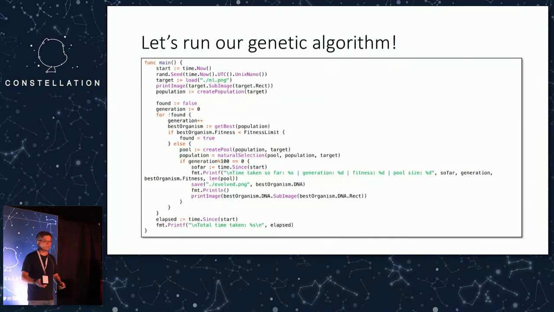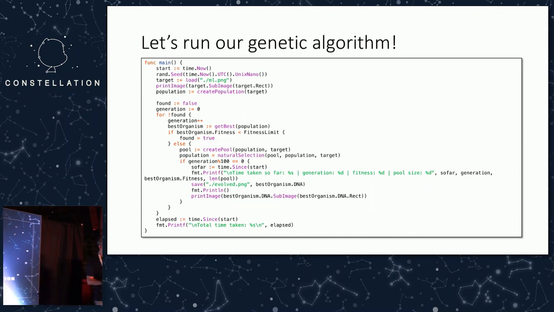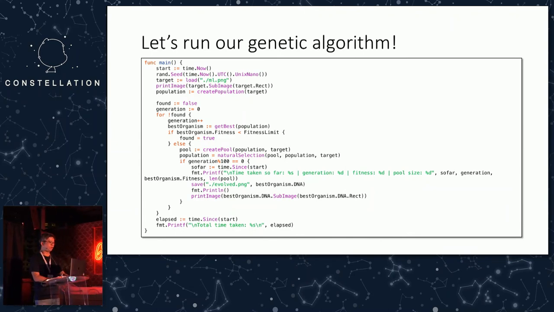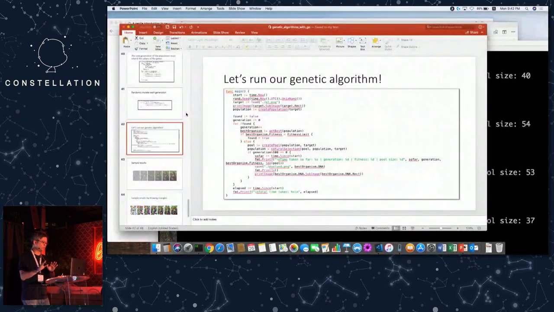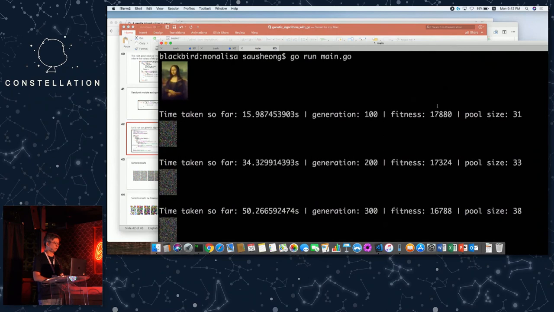Okay, and finally, we run our genetic algorithm. All right, so let's see how it goes. Okay, I'm not going to show you the results first. Let me see how long we have lasted. And this is live, by the way, so I don't really know how it's going to end. So let's see. Okay, so Mona Lisa, this is the original picture.